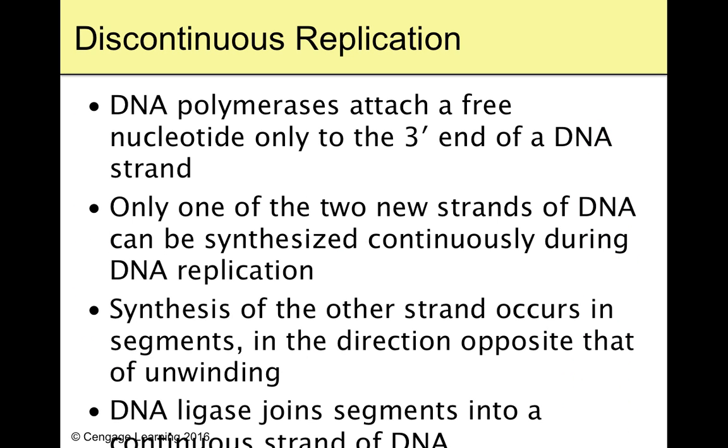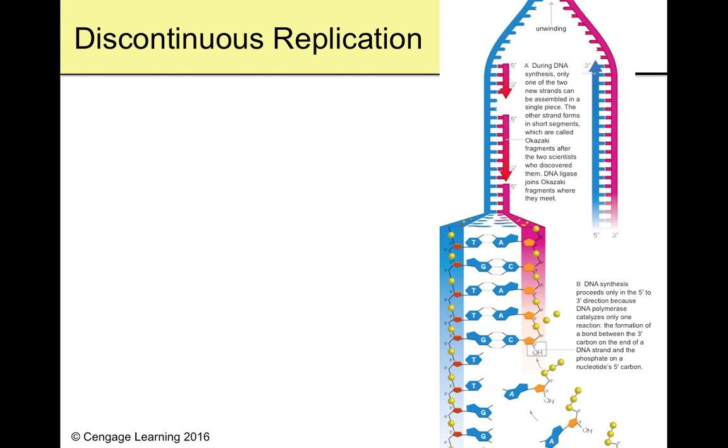So discontinuous replication. This slide's going to show you what I basically showed you on the little cartoon in the last one. DNA polymerase attaches free nucleotides only at the 3' end. Only one of the two new strands can be synthesized continuously. Synthesis of the other strand occurs in little segments, and DNA ligase joins these guys into one continuous strand when it's all done. So there's the picture of discontinuous 5' to 3', 5' to 3', a DNA ligase is going to come in, make sure these guys are all patched up.